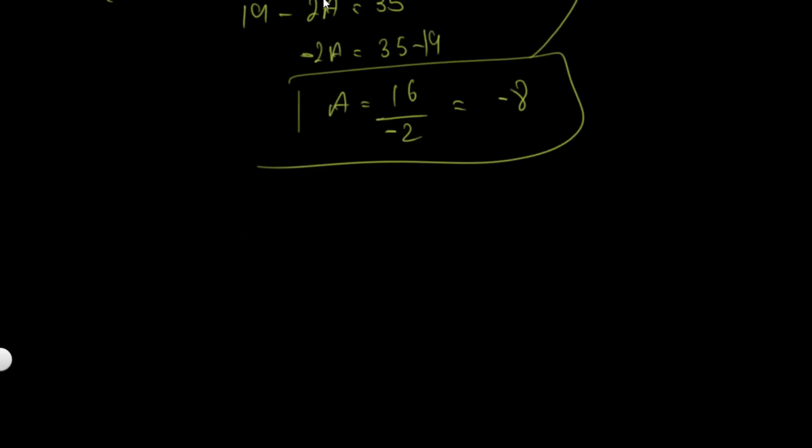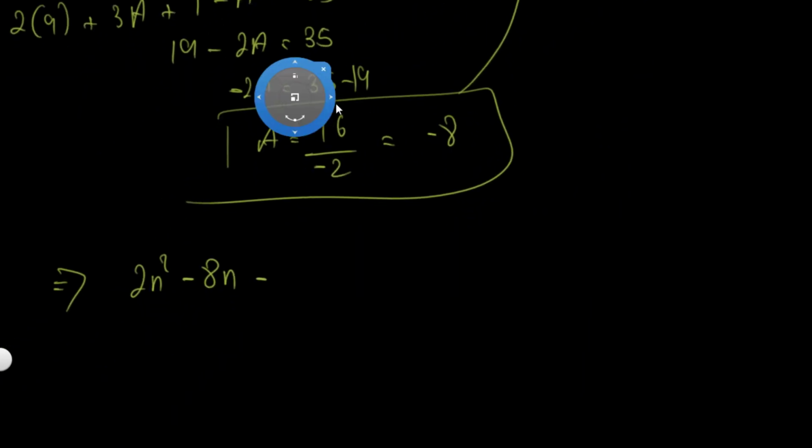Therefore, our equation would be 2n² plus 8n minus 7 gives us the nth term formula.